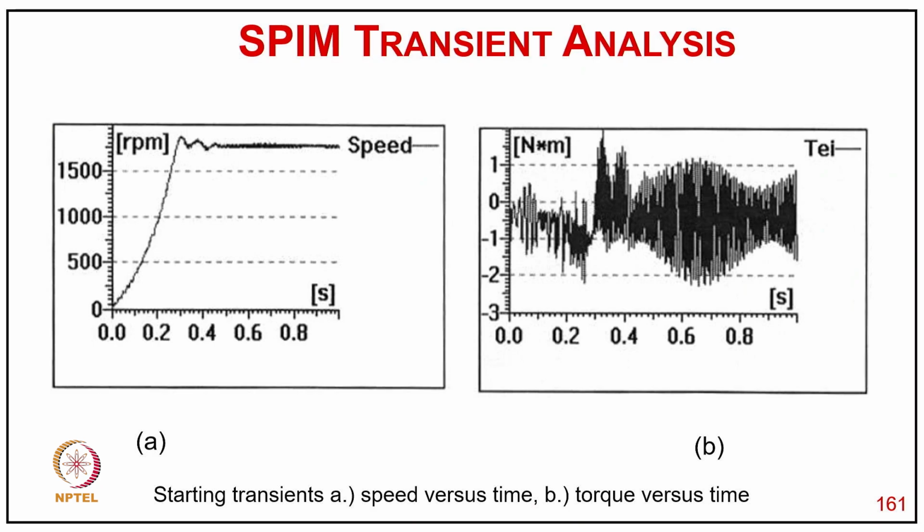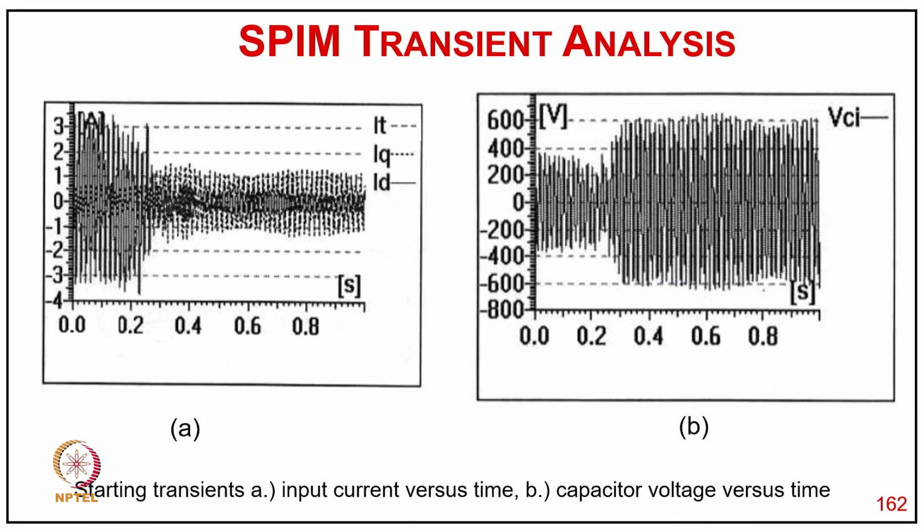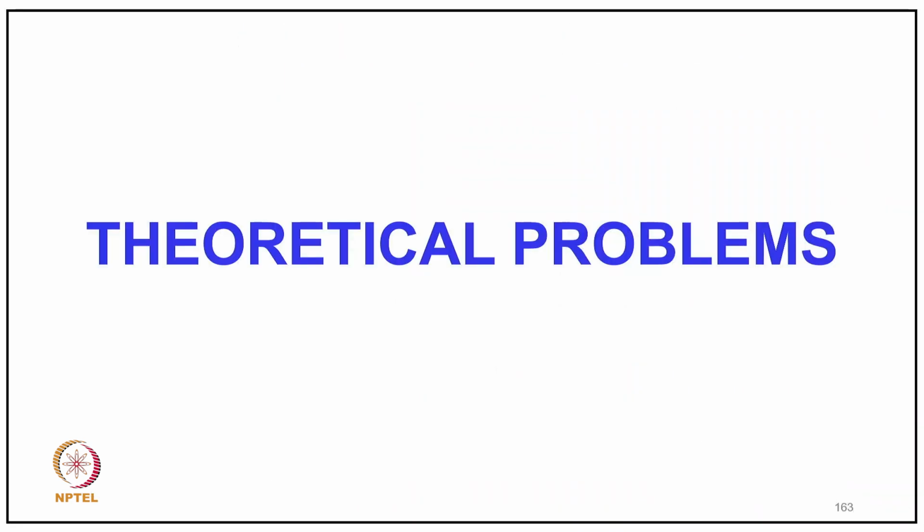So you can see the speed with respect to time, how it evolves, and how the torque develops with a lot of torque pulsation because of the unbalanced two-phase stator as well as the capacitor in the circuit, and the total current, the D and Q currents, and the capacitor voltage.